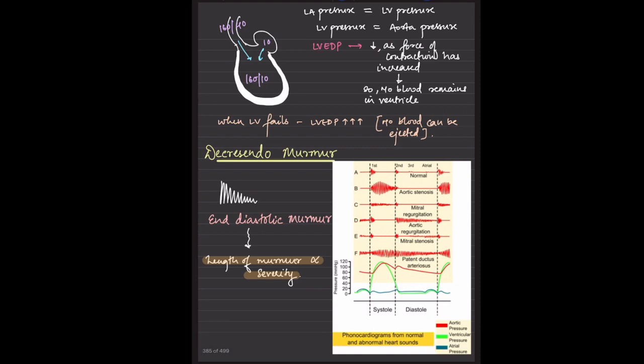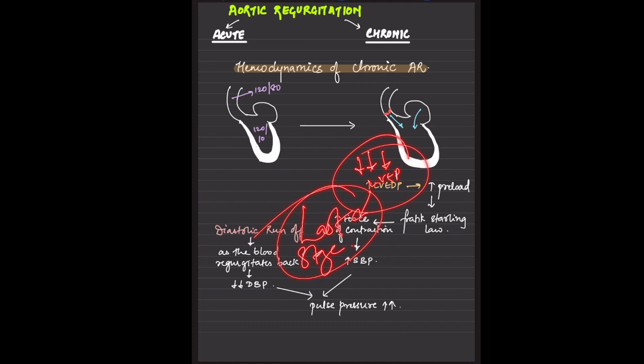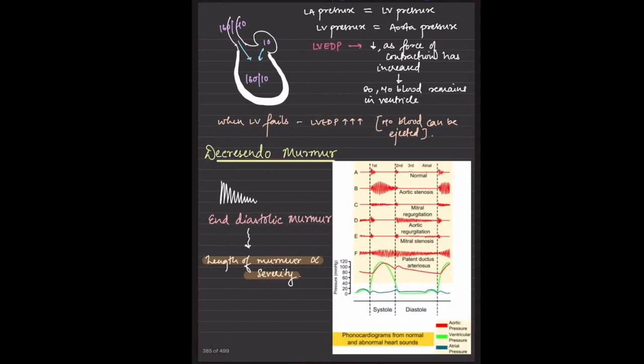Then if the left ventricle is damaged, okay, it has failed, then the blood will not be pumped, right? So the LV pressure will be decreased because it is not able to pump, okay? So there will be a decrease in the left ventricular end diastolic pressure, but this is the last stage thing, okay? So the LA pressure is equal to the LV pressure.